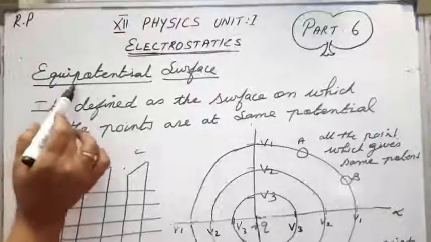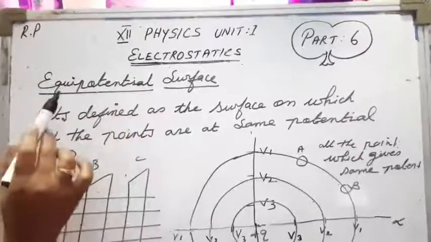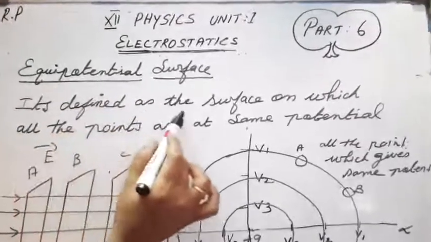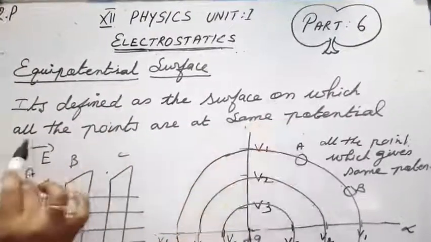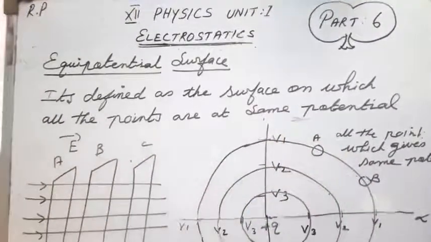We will discuss equipotential surface. What is meant by equipotential surface? It's defined as a surface on which all the points are at the same potential. This is known as an equipotential surface.